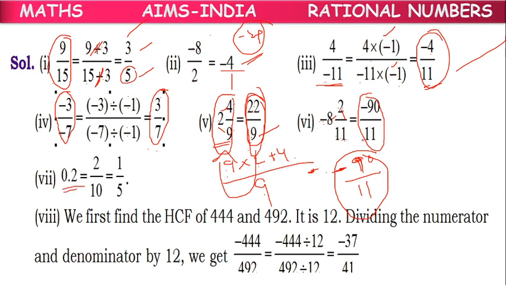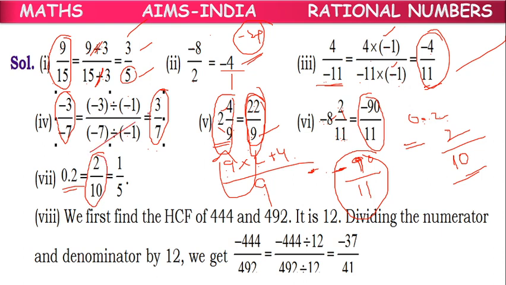0.2. 0.2 means, point, after it one decimal is there. We can remove the point. It will become 02. But 0 at the extreme left has no value. We can take it as 2. After the point one decimal is there. So 10 we will keep. 2 by 10. We are getting 2 by 10.